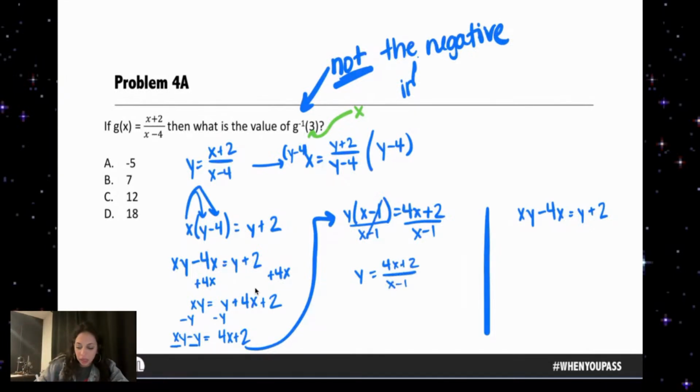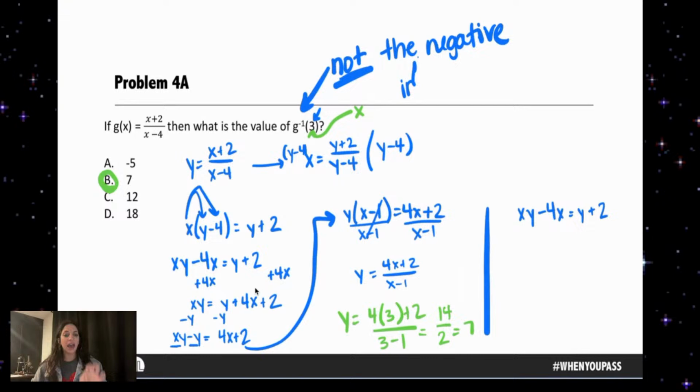Now I can plug in 3 for x. y equals 4 times 3 plus 2 divided by 3 minus 1. 12 plus 2 is 14, divided by 2 equals 7. So the inverse of g of x at 3 equals 7.